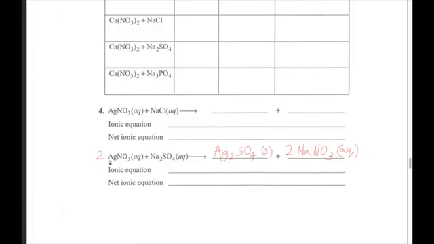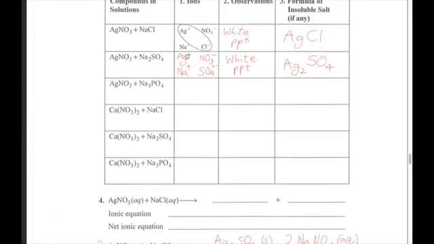As I pointed out earlier, anything that's got an aq next to it, in other words, everything except your precipitate, needs to be split up into its ions. So let's ignore this 2 for now. Let's look at just silver nitrate. What are the ions in silver nitrate? Again, as a reminder, silver has Ag+ and nitrate is NO3-. Those are the ions that we get from our silver nitrate.